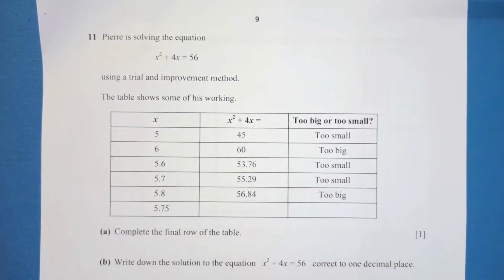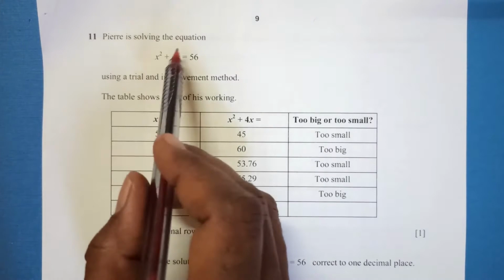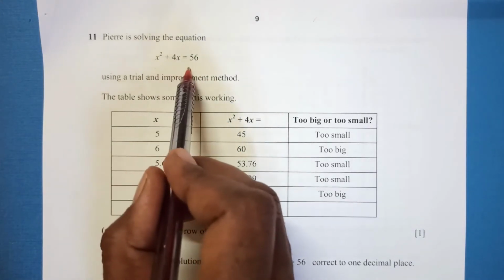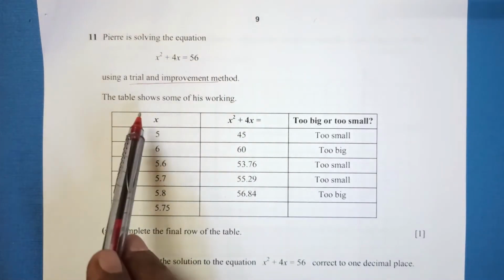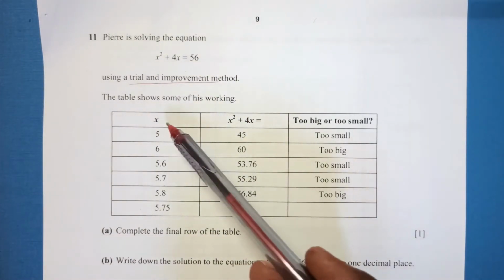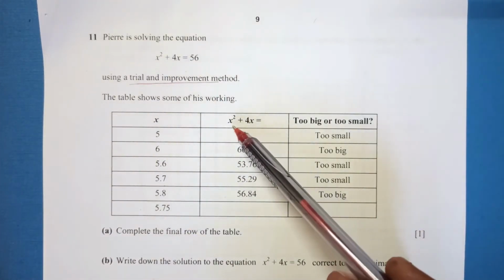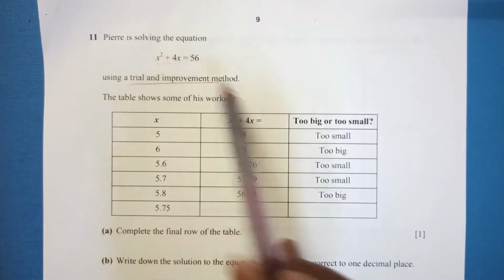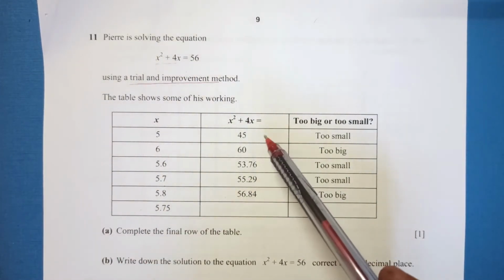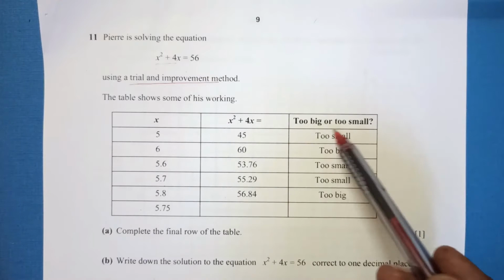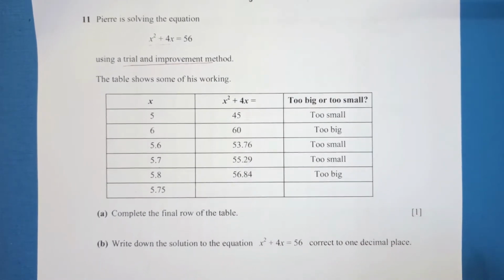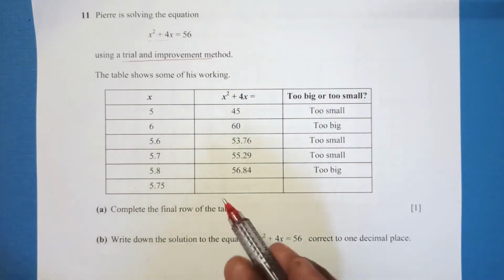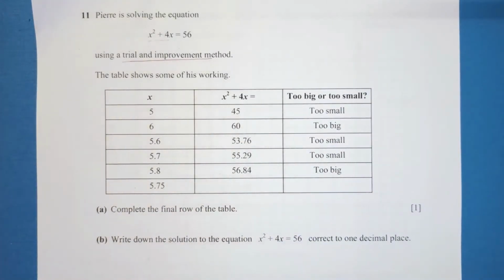Question 11. Pere is solving the equation x squared plus 4x equals 56 using the trial and improvement method. The table shows some of his working. Here is the value of x, here is the value of the left hand side, x squared plus 4x, and then whether it is too big or too small is written in this column. The question is to complete the final row.